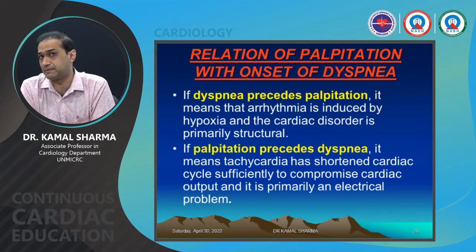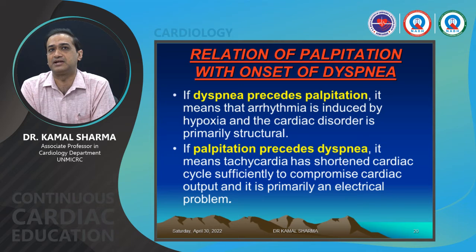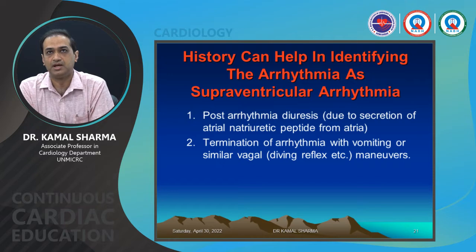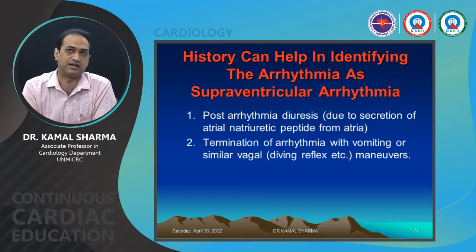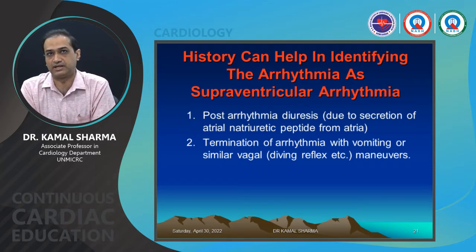When dyspnea precedes palpitation, it means the arrhythmia is triggered by hypoxia, and hence it's a cardiovascular disorder. However, if palpitation precedes dyspnea, it means a shortened cycle, and it's primarily an electrical problem. History can help us in identifying arrhythmias of supraventricular nature.